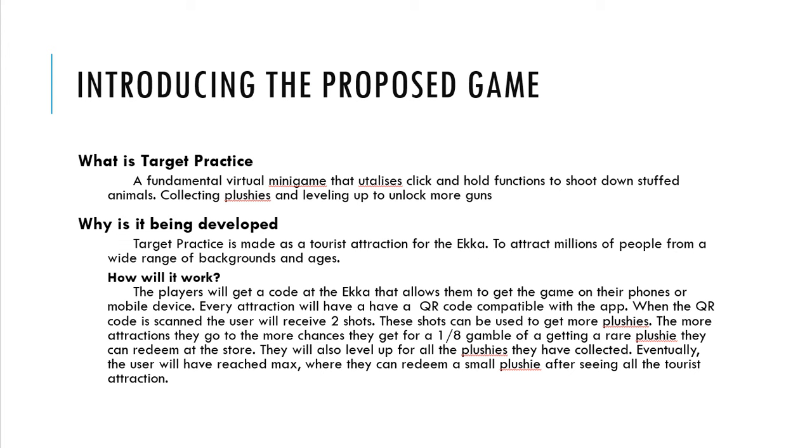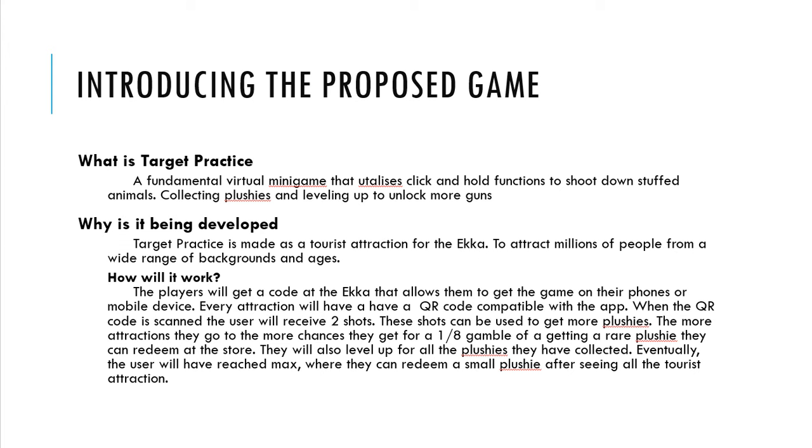How? Well, players will get a code from the Ekka that will allow them to download the game on their phones or mobile devices. Every attraction will have a QR code that is compatible with the app. When the QR code is scanned and matches, the player will receive 2 shots. These shots can be used to get more plushies.